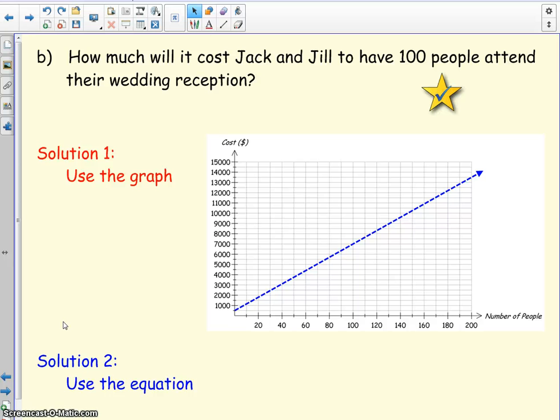Okay, so for starters, let's say they want to have 100 people attend their wedding reception. There's a couple ways we can go about it. So first off, we can use the graph that I gave you, and we can say, okay, for 100 people over here, we can go up to the graph and say, okay, looks like we're going to be right around here, so what's the cost there? We can trace that over to the side and see that the cost is going to be $7,000. Okay, so very nicely from the graph, we can see that's going to be the cost to have 100 people.